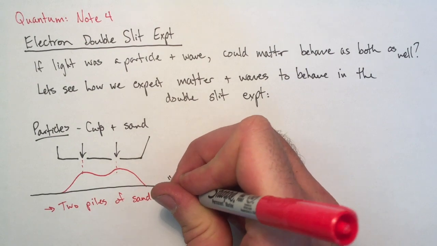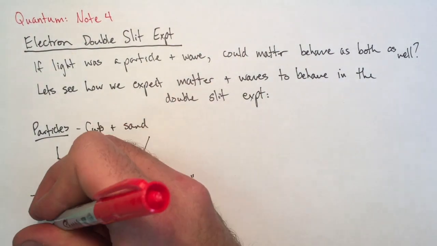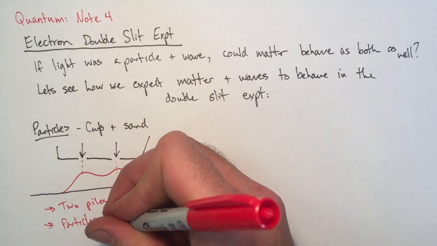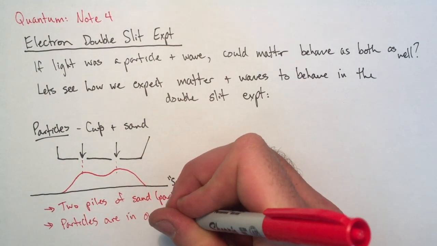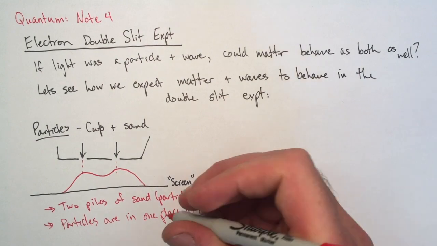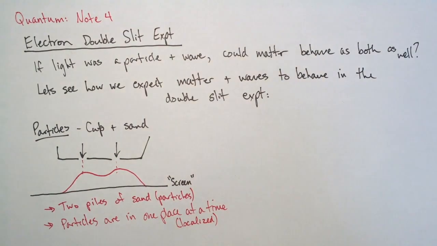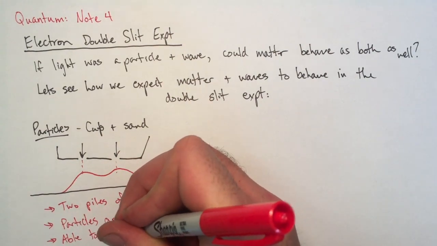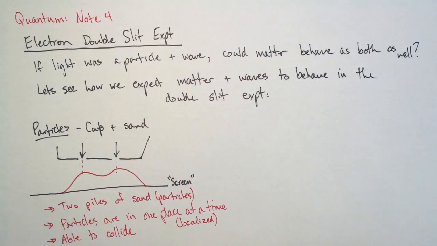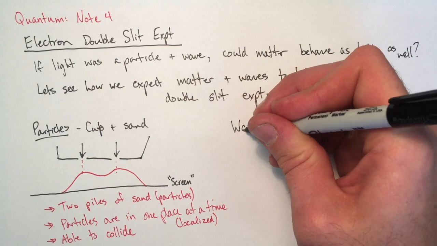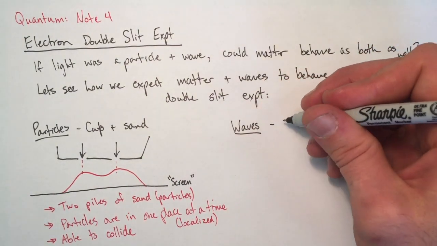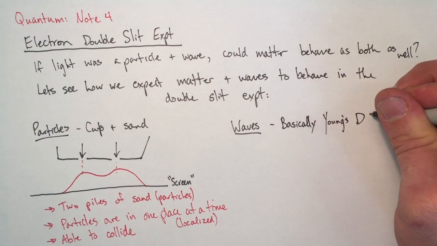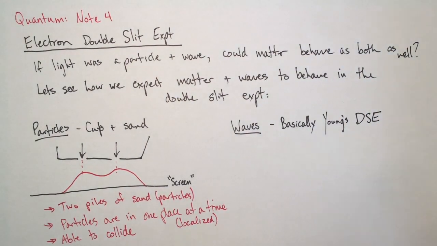This is the classic behavior of a particle if it were to go through the double slits. The particles would pile up and we would see just 2 humps on the screen. They're only in one place at one time, so a single particle can only go through one slit or the other and land on the pile. And when it lands on the pile, it's able to collide. So we say that these particles are localized, and from those collisions, they spread out.